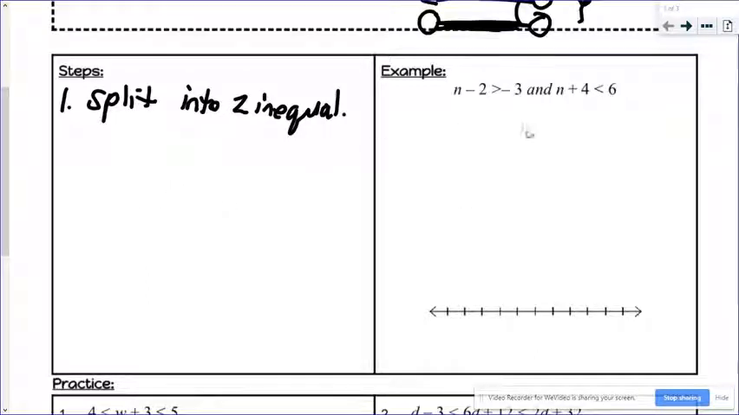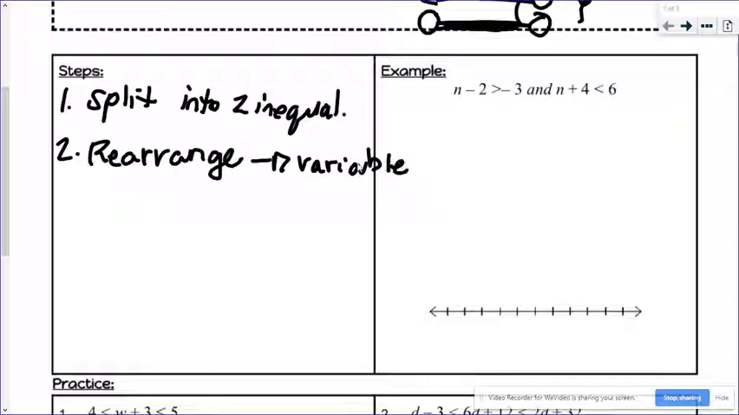Like I said, we're lucky because we already have the two. We have n minus 2 is greater than negative 3, and n plus 4 is less than 6. So we already have them split into two. The next two examples, we're going to have to change this up a little bit. Step number 2, make sure that you rearrange so that your variables, if you only have one for each one of these, is on the left. You want your variables on the left, which remember we talked about because when we go to graph, that's going to make our lives easier. So if you need to rearrange and flip things around so you get your variables on the left, you want to do that. Step number 3, we are going to solve.